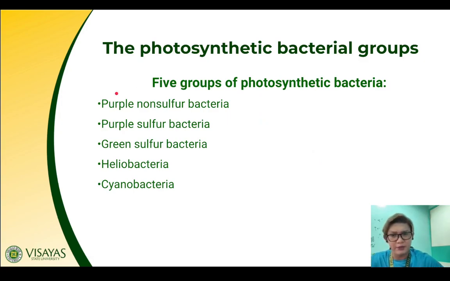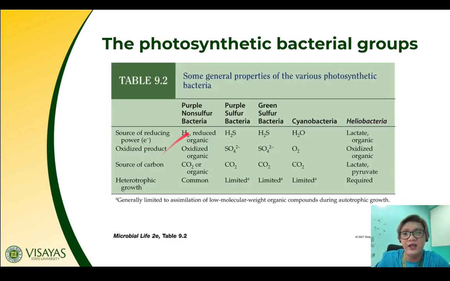The first group is the purple non-sulfur bacteria. The second is the purple sulfur bacteria. The third, the green sulfur bacteria. Fourth, the heliobacteria. The fifth are the cyanobacteria. How do they differ? We can differentiate them based on the source of reducing power, or the source of electrons, the oxidized product, the source of carbon, and the heterotrophic growth. They are photosynthetic, but are they capable of heterotrophy?